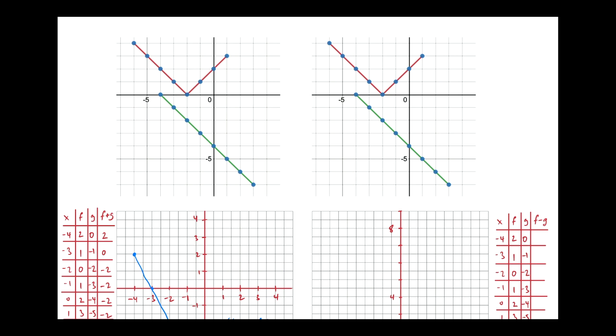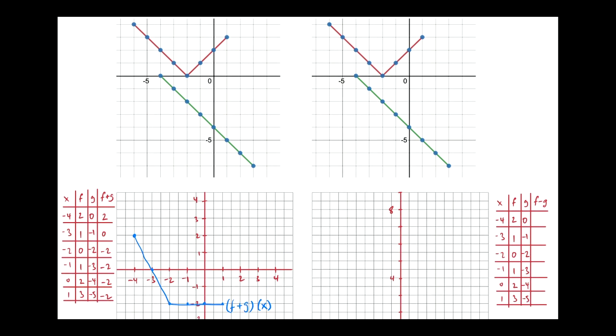And hopefully from the picture, this makes sense as well. So if you think about it, what is the sum of the y value here and here? So if I add 2 and 0, I should get 2 as the answer. So at negative 4, I do have a height of 2. And if I add the heights at negative 3 for here and here, 1 and negative 1, if I add them together, I'm going to get 0. So that's why at negative 3, my y value is 0.